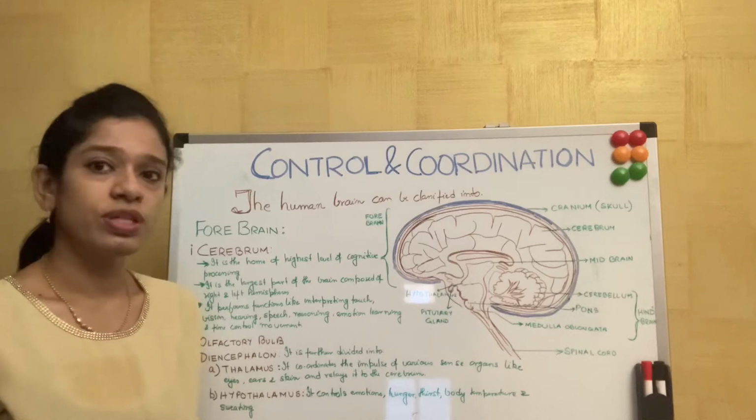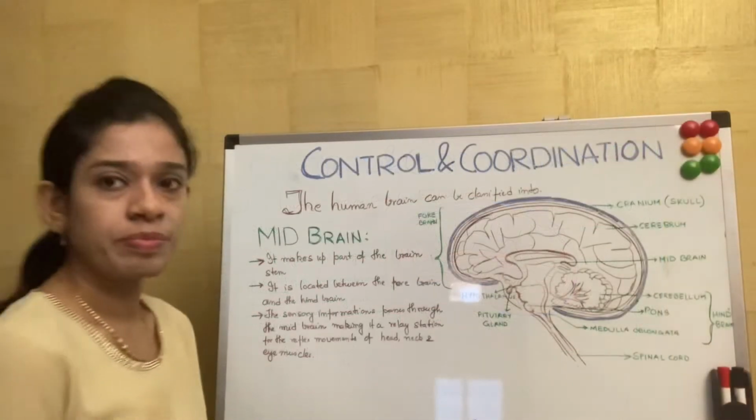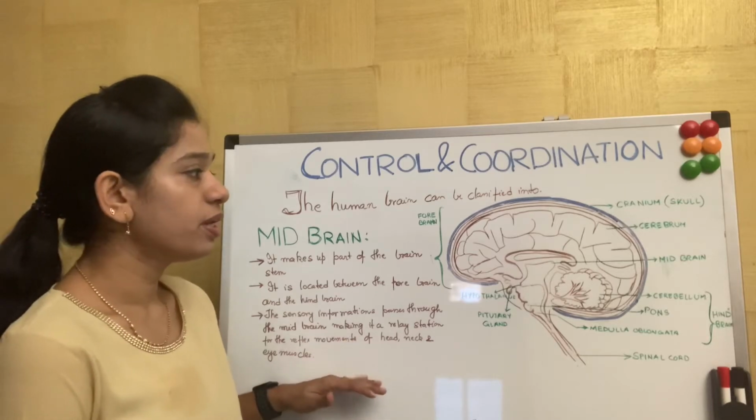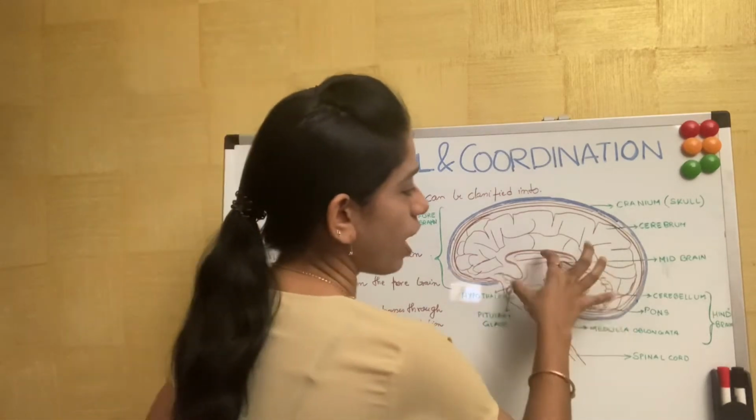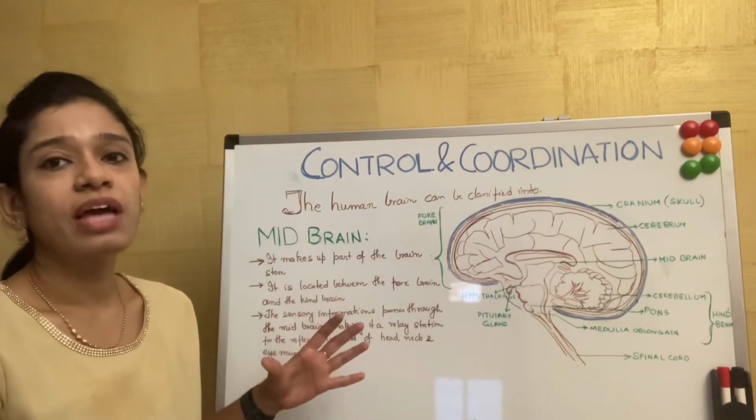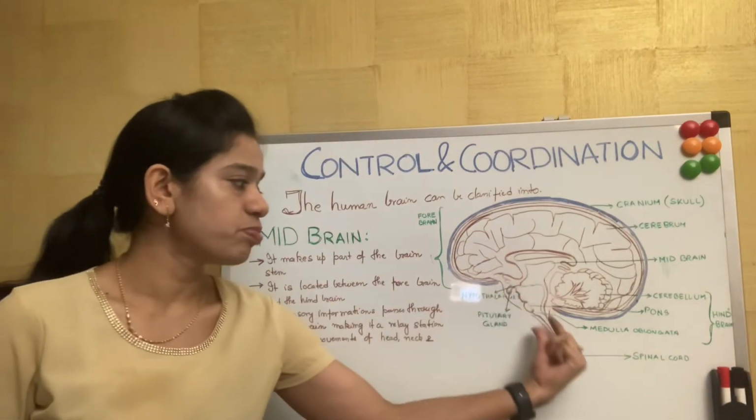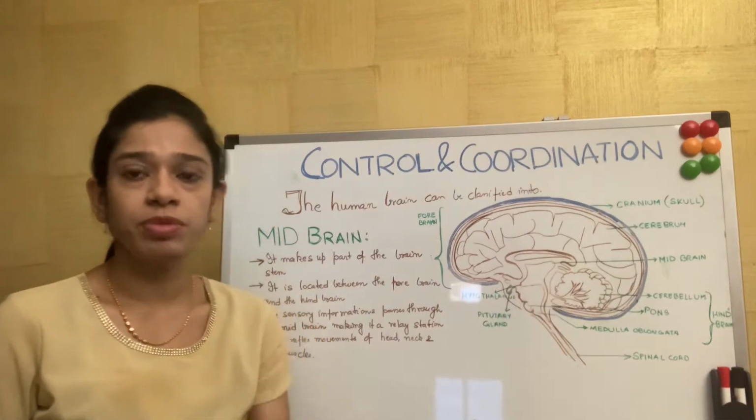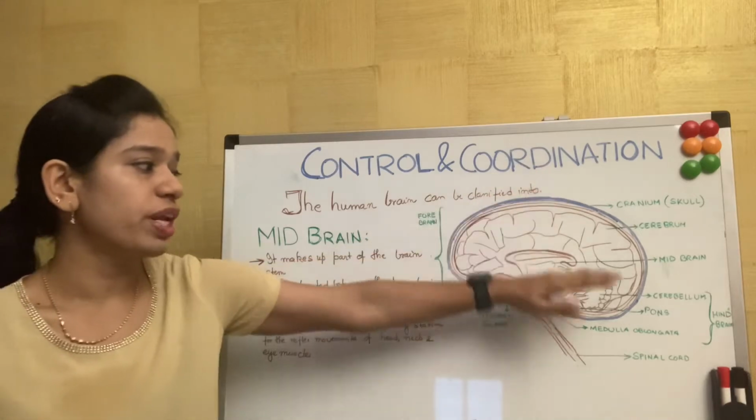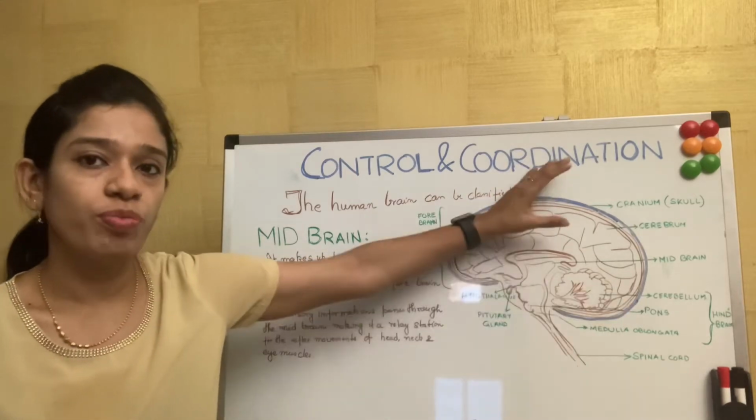Let us move on to the midbrain. After the forebrain, it's the midbrain, the middle part of the brain. It makes up part of the brain stem, and it is located between the forebrain and the hindbrain.